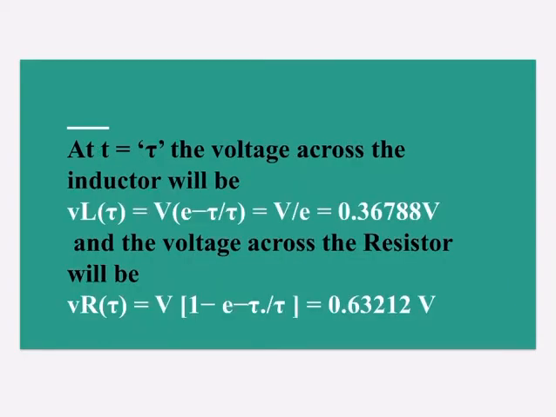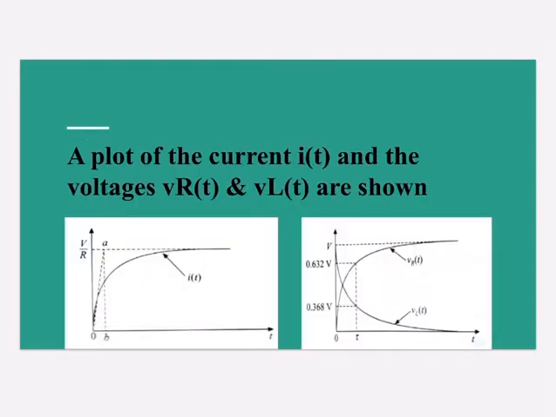The plots of the current i of t and the voltage across the resistor VR of t are called exponential growth curves, and the voltage across the inductor VL of t is called an exponential decay curve, as you can see here.